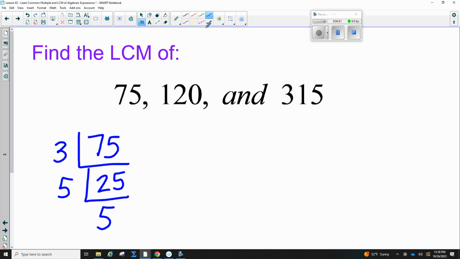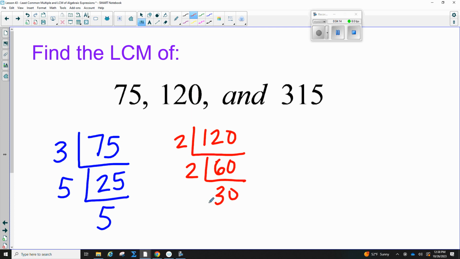Then we do 120. 2 goes into 120 how many times? 60. And then 2 goes into 60 how many times? 30. And then 2 goes into 30 how many times? 15. And then 3 goes into 15 5 times.